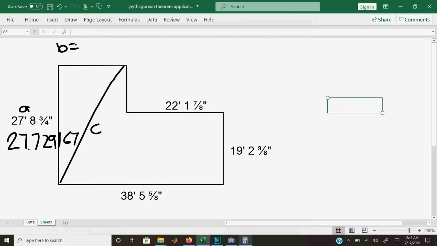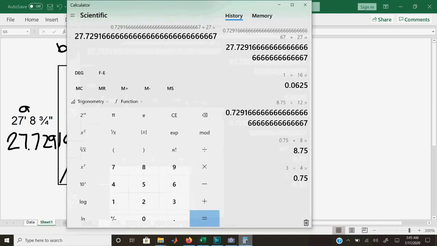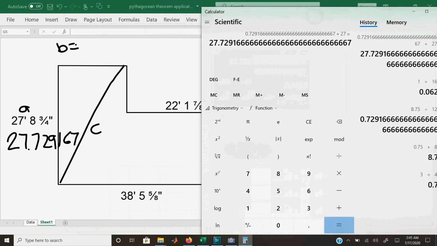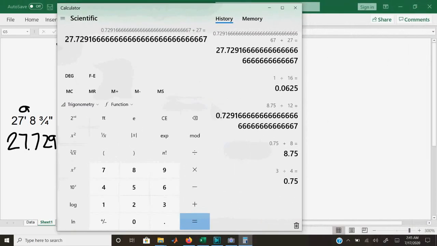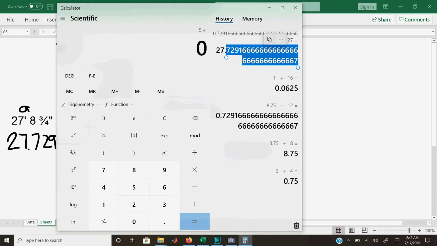Same thing now with my other numbers, 38 and 5 5/8 inches. So I'm going to take my 5/8. Oops. I forgot to save.